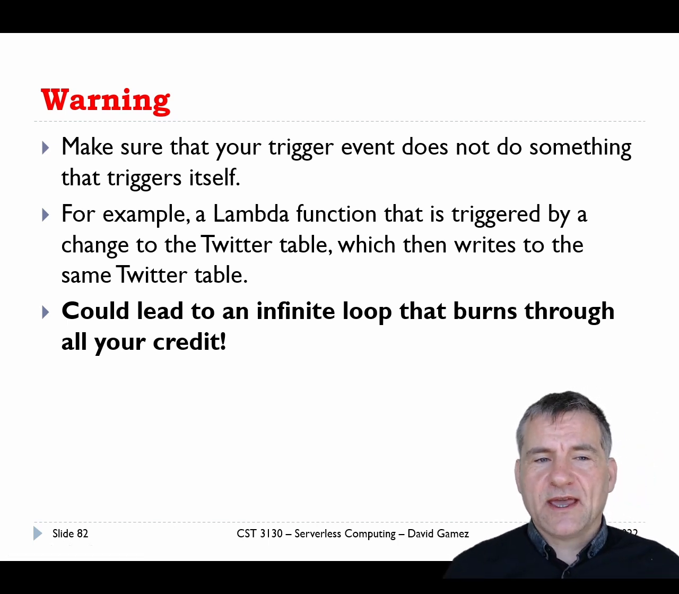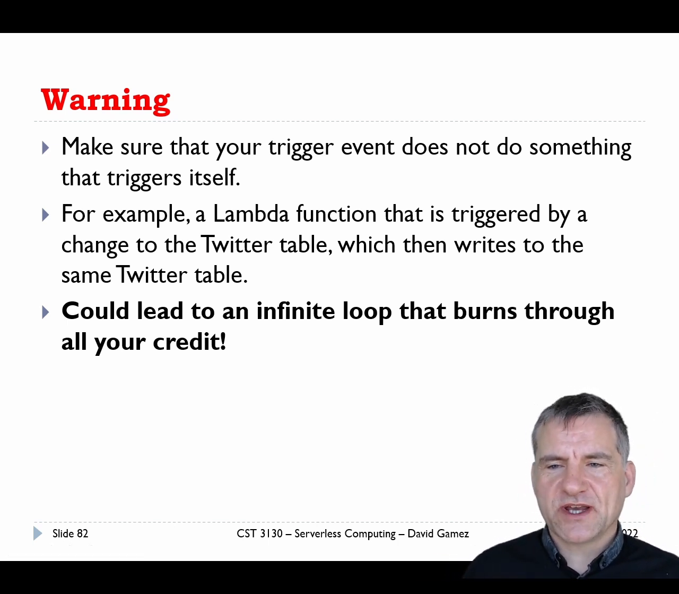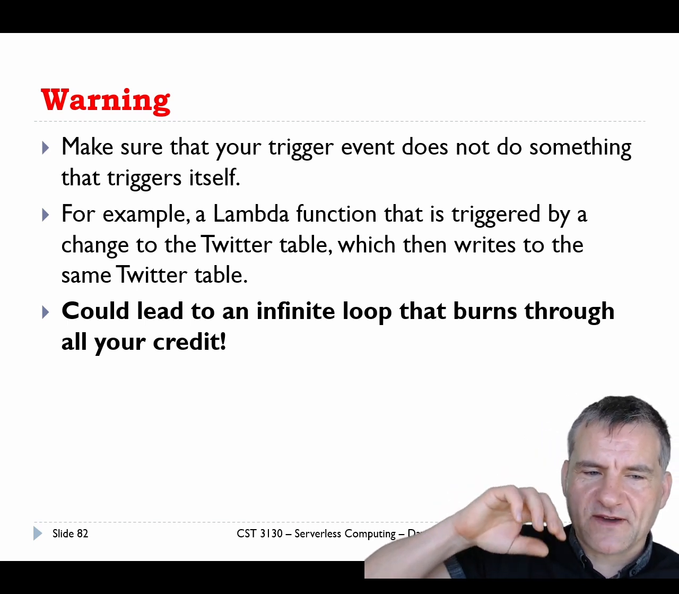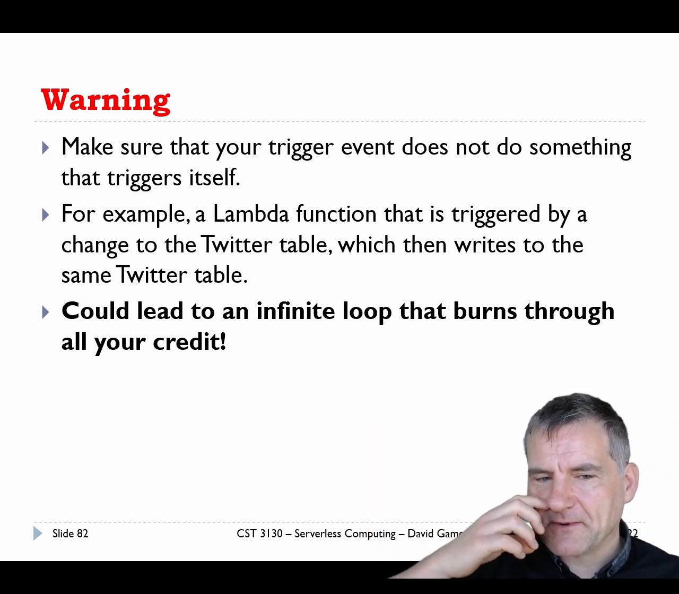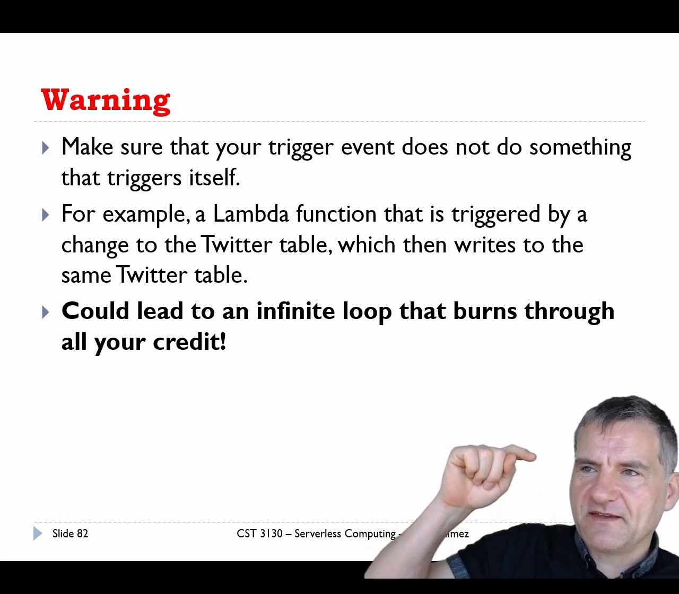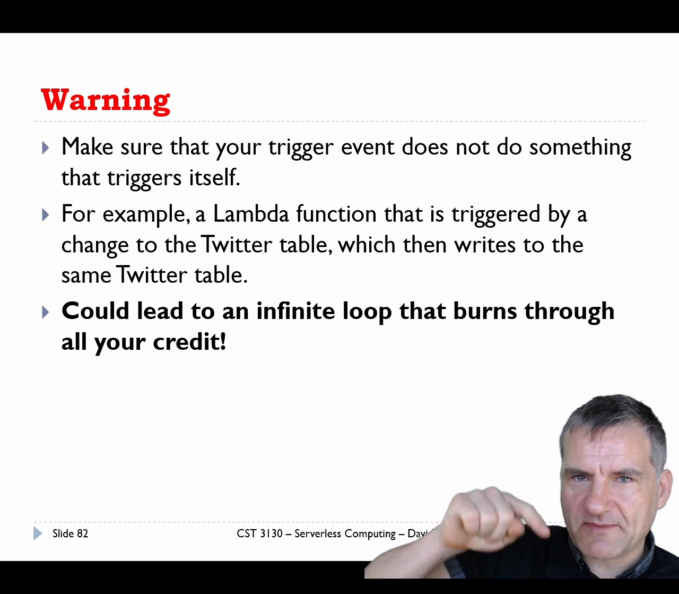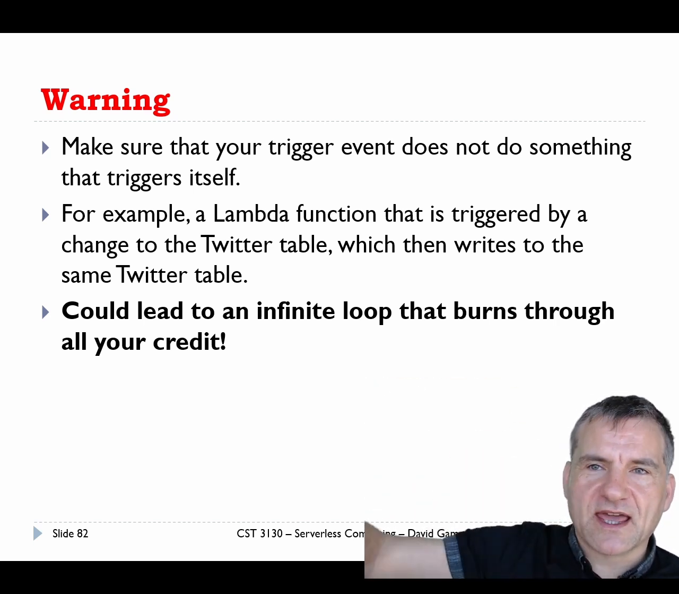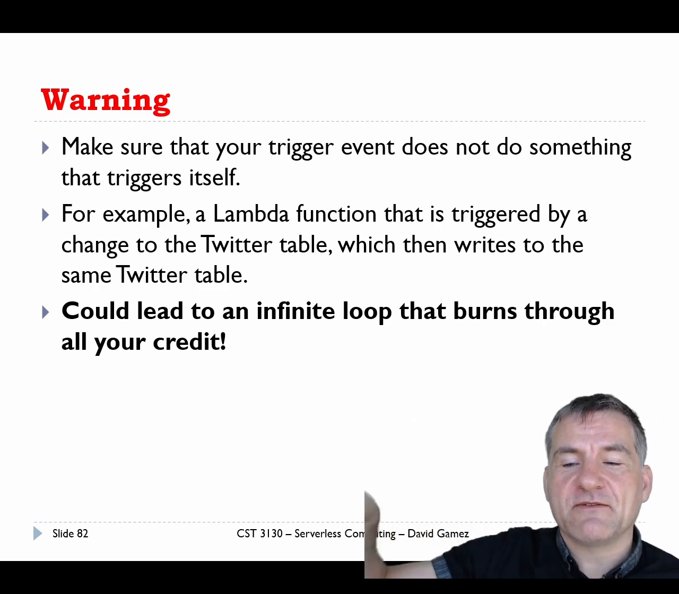Okay, just a warning here. Obviously make sure your trigger event does not do something that triggers itself. So we might have a Lambda function that's triggered by a change to the Twitter table, which then writes back to the same Twitter table. If a change to the Twitter table causes the Lambda function, which changes the Twitter table, which causes the Lambda function, we're going to get an infinite loop that will burn very rapidly through your credit.